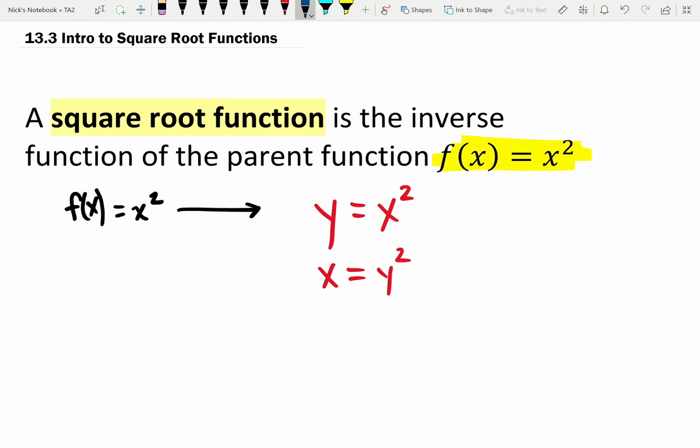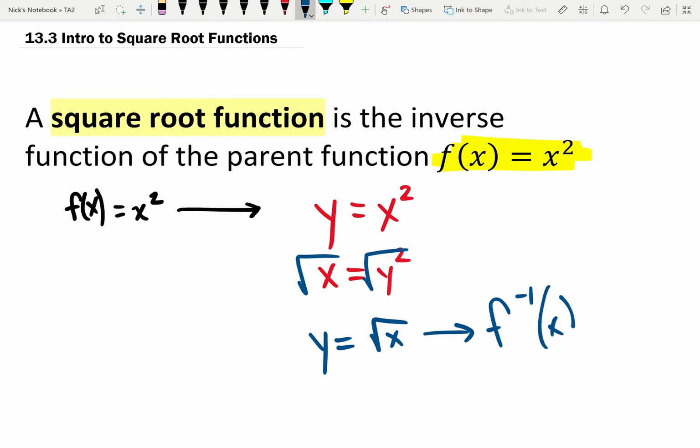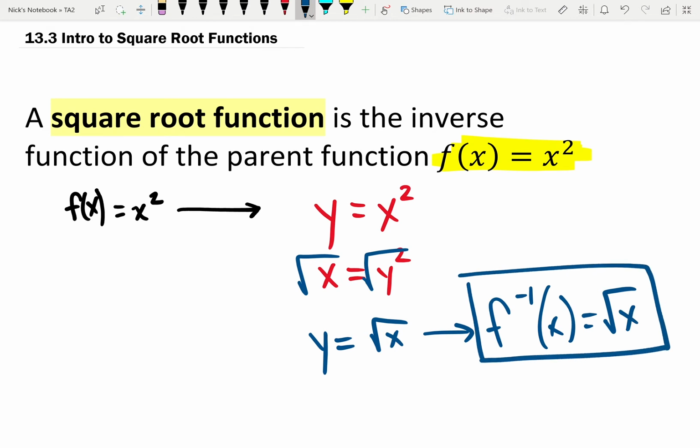If we solve for y, we know that the opposite of squaring something is square rooting. So we're going to take the square root of both sides. And so what we get here is y equals the square root of x. And if we rewrite this using more mathematical notation, we can use f inverse of x equals the square root of x. So this is what our inverse function, or the square root function, is going to look like.